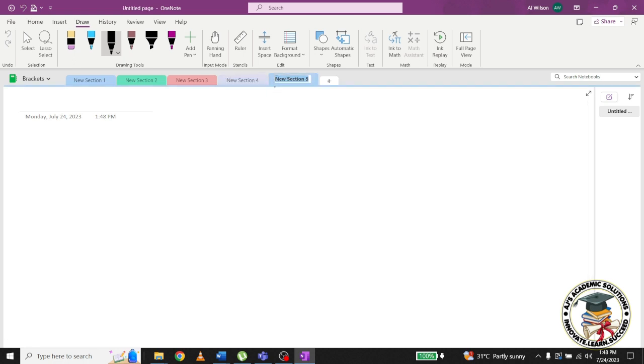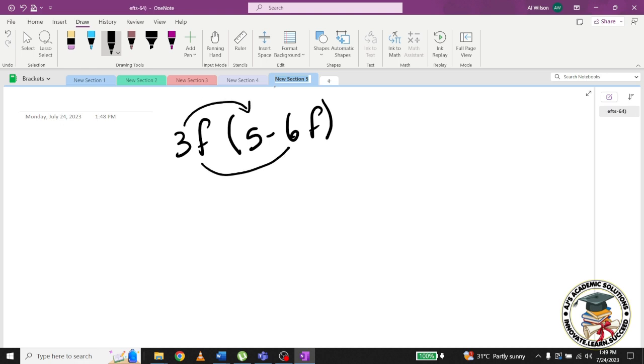Let's say we have 3f, and in bracket we have 5 minus 6f. So as always, whatever is outside is going to multiply everything that's on the inside. So we have 3f times 5. We're going to maintain an addition sign. Then we have 3f times minus 6f. Okay, so I hope you're able to follow for that.